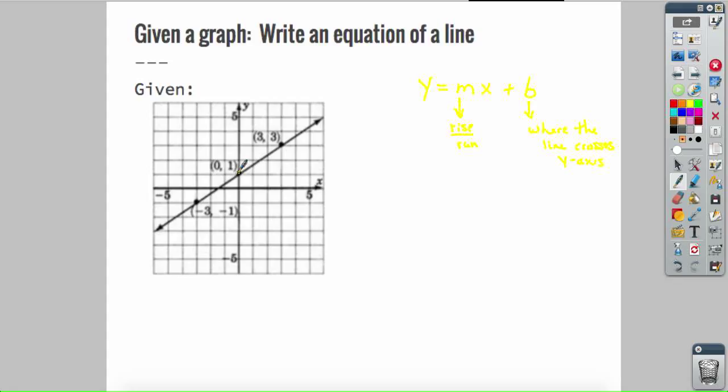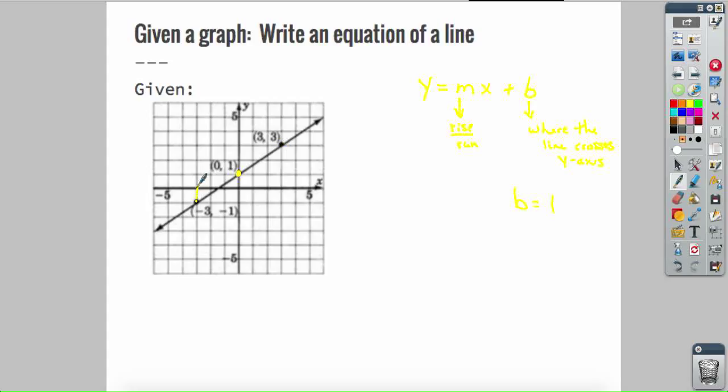So the very first thing that we can notice here about our graph is where this line is going to cross the y-axis. And so I know right now that my b value is at 1. That y value where it crosses the y-axis is a 1. The other thing I can do is find my rise over my run, and it doesn't matter which two points I connect. They're all going to give me fractions that will simplify to the same thing.